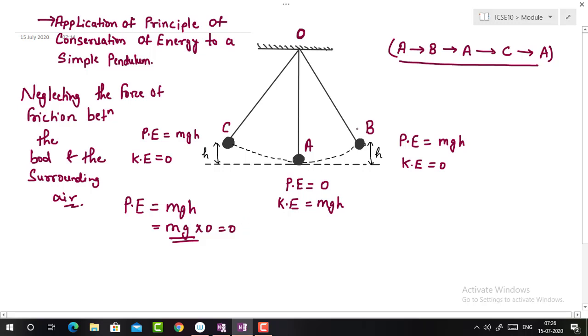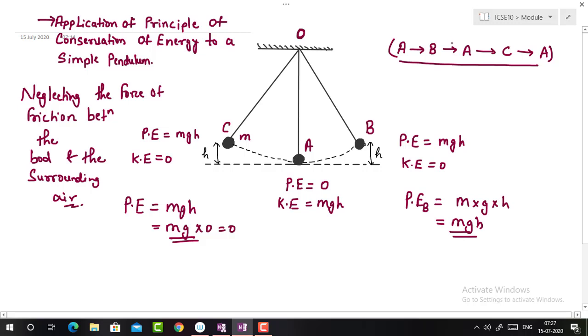But if we find the potential energy at point B, we have considered the mass of the bob to be m. So what will be the potential energy at point B? It can be written as m multiplied by g multiplied by h. Height is h, so it is mgh.